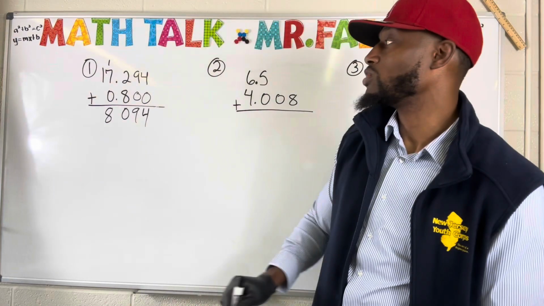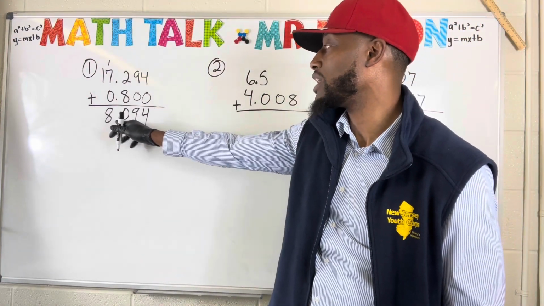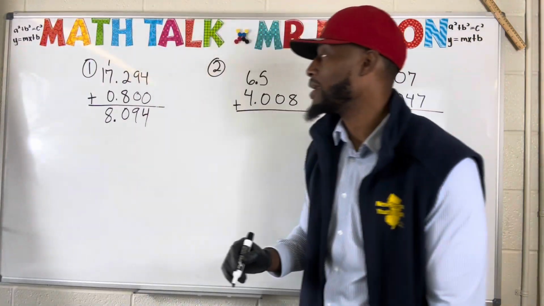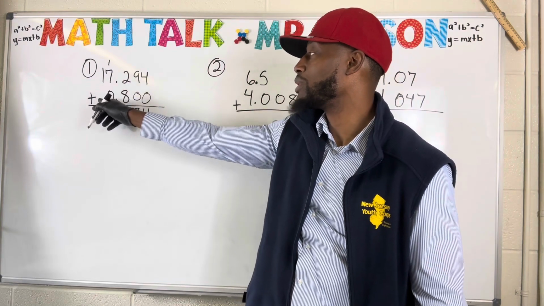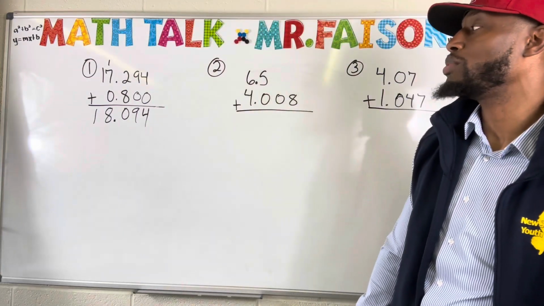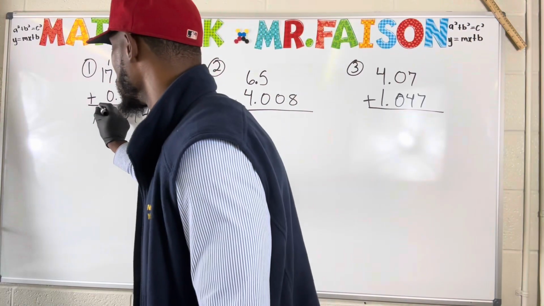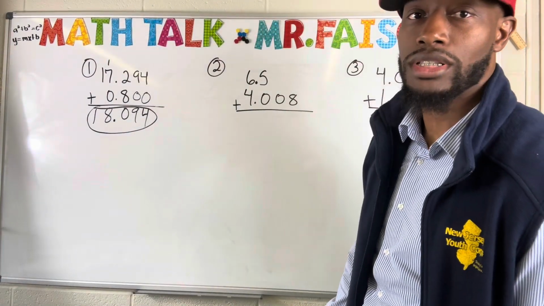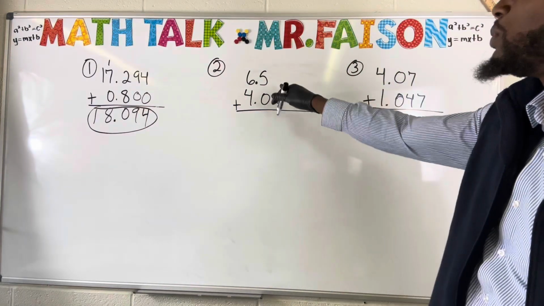Now the thing is, we have this decimal right here. I'm just gonna bring that decimal right on down and sit it right there. All right, and we still have this 1 that was just over there sitting by itself. I'm just gonna bring that 1 straight on down. So now I'm looking at 18.094. That's gonna be my answer for this one. All right, 18.094.